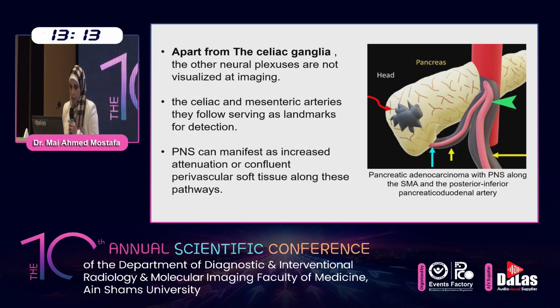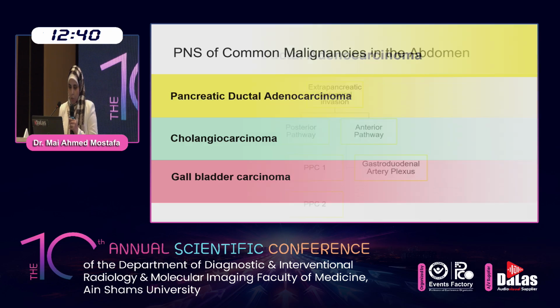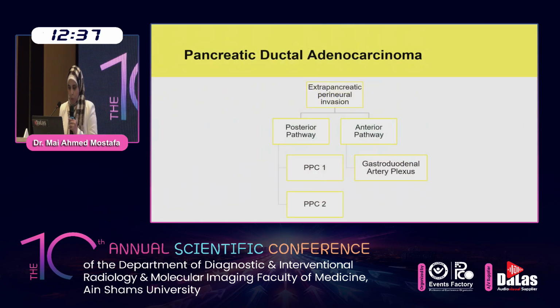Apart from the celiac ganglia, the other neural plexuses cannot be seen on imaging, so we use the celiac and mesenteric arteries as landmarks for detection. Usually perineural spread manifests as increased attenuation or intensity, or confluent soft tissue around the vascular landmarks. As regards the associated abdominal malignancies, we will focus on pancreatic adenocarcinoma, cholangiocarcinoma, and gallbladder carcinoma. First, we will talk about pancreatic adenocarcinoma.